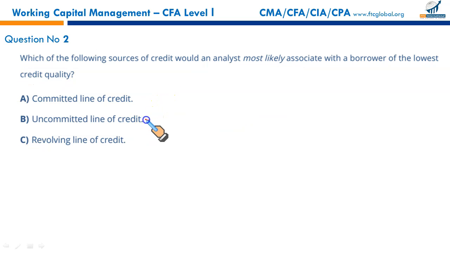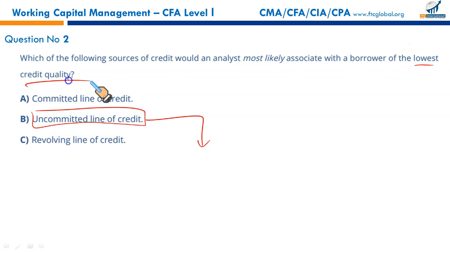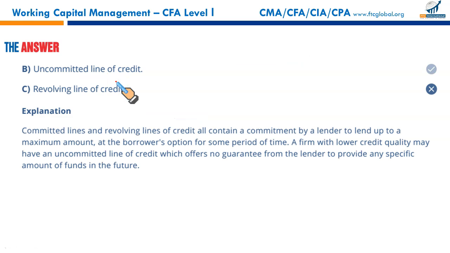But uncommitted line of credit, as the name suggests, is for firms with lower credit quality, those firms that are not good credit. They may have an uncommitted line of credit, which means the line of credit has no guarantee from the banker. Banker may refuse to pay funds in the future or may refuse to give this service in the future. So if the company has uncommitted line of credit, this is the one that is riskier. So this will be the borrower with the lowest credit quality, uncommitted line of credit. That makes B the correct option.